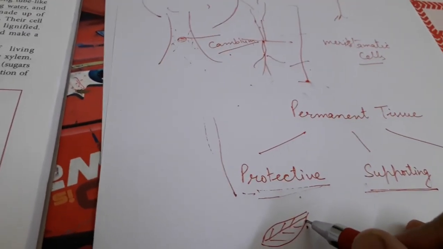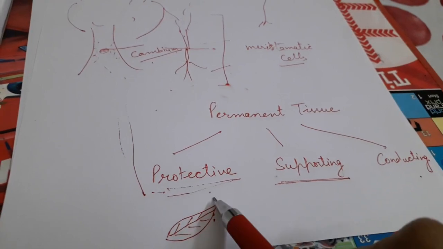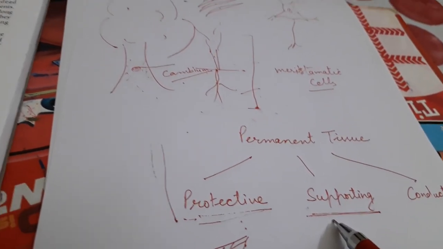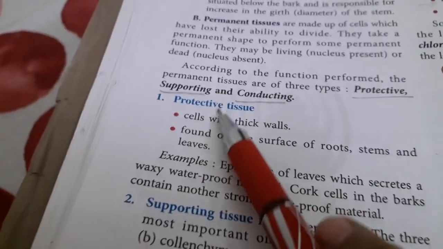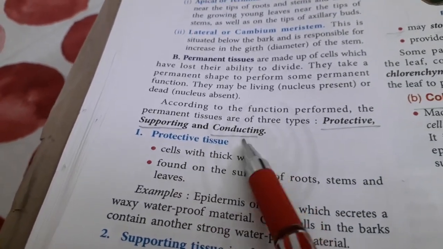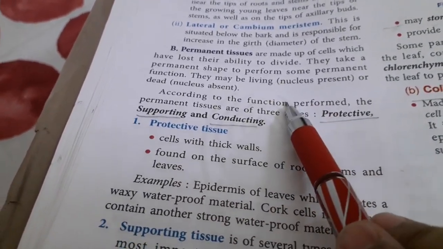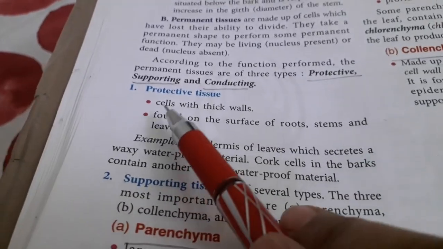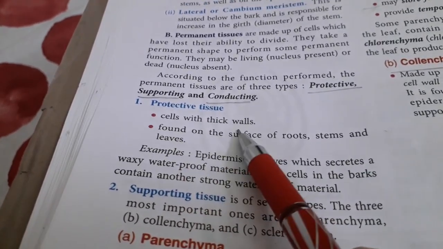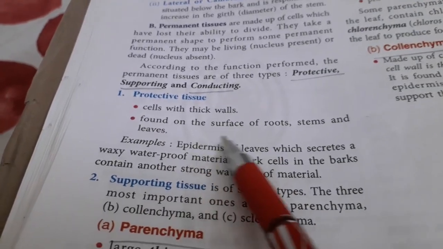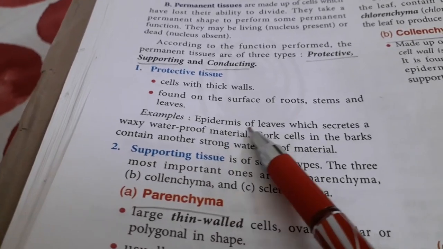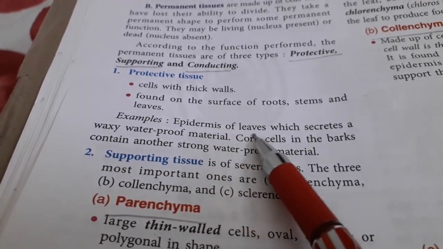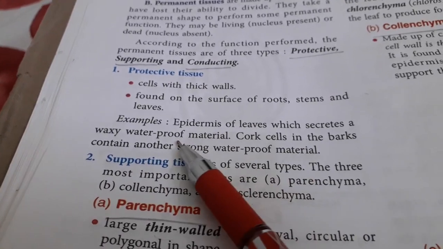What you need to study is their structure, their location where they are found, and their function. Function is clear from the words, so you can just go through it again. See here, protective tissue, supporting and conducting, three kinds of permanent tissues. Protective tissue has cells with thick walls because it provides protection, and it is found on the surface of the roots, stems and leaves. An example they have given is the epidermis of the leaves, the topmost layer of the leaves, which secretes a waxy waterproof material.